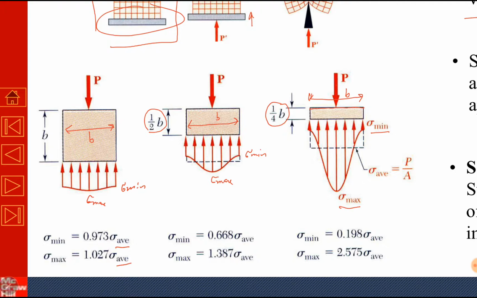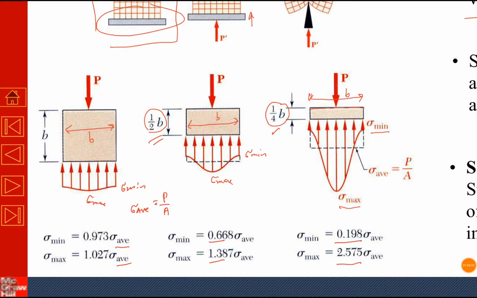Sigma average is actually P over A, which we are consistently using. In this case, where depth is 1/2B, sigma minimum and sigma maximum differ: 0.6 and 1.3 times sigma average. Further, at a very small depth of 1/4 times B, there is a big difference between sigma minimum and sigma maximum: 0.1 times sigma average and 2.5 times sigma average.